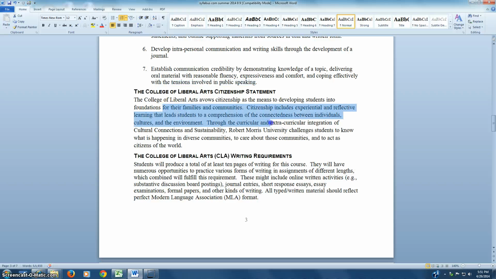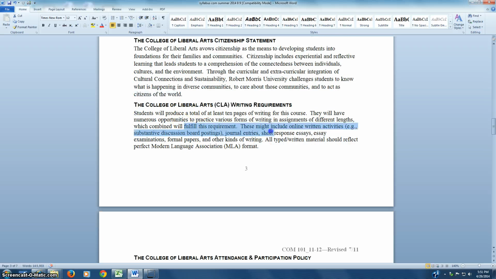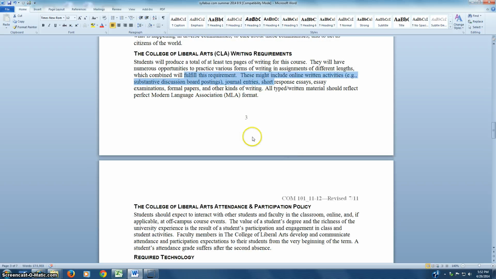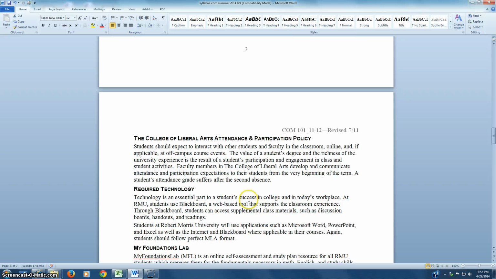The idea of the citizenship statement, this is basically stating from the College of Liberal Arts that you're a part of a diverse community and we should be an important part of the community. We should be citizens of the world, whatever that means to you. You will be doing some writing for this class. All the speeches that we'll be doing will be typed.